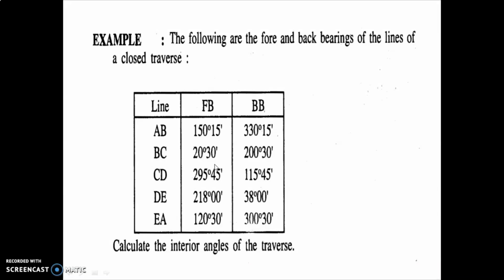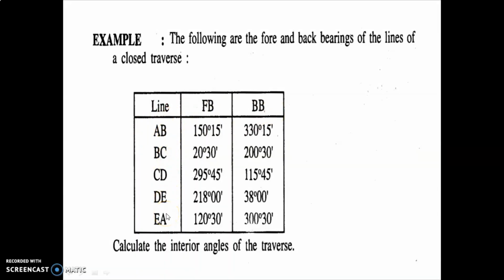Okay. So dear students, just see here, and if you are watching my video right now, just take your pen and copy, and do the calculation with me. Okay. So what is the data? The following are the fore bearing and back bearing of the lines of a closed traverse, and you can see I have given the data in which you have to make three columns. The first column is the line, the second one is fore bearing, and the third one is back bearing. The lines given are AB, BC, CD, DE, EA.